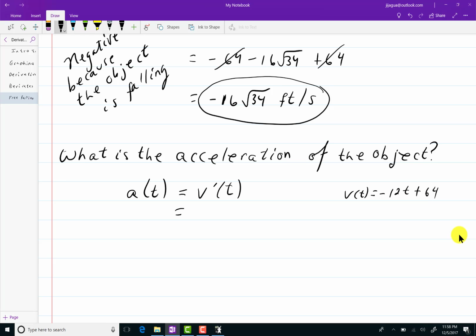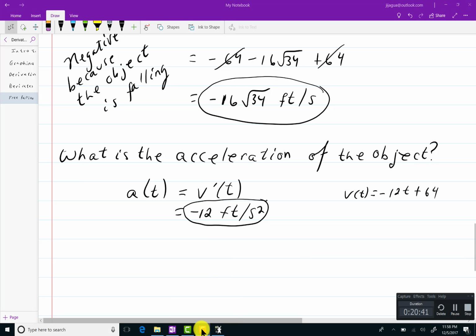If I take the derivative of that, with my cursor, I'll end up with negative 12, and you'll put feet per second squared for that. Notice it's constant. There is a constant pull of negative 12 feet per second squared in the downward position, since you're being pulled towards the surface of Mars in this case.